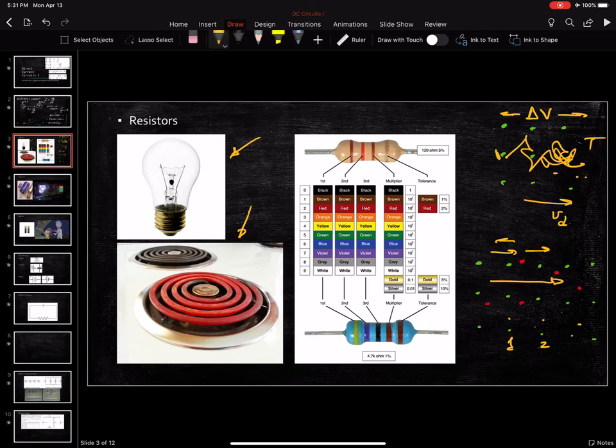Now, in circuits, you often want to use resistors to drop your current, to adjust the amount of current you get in different circuits so that you can run different loads and so on.